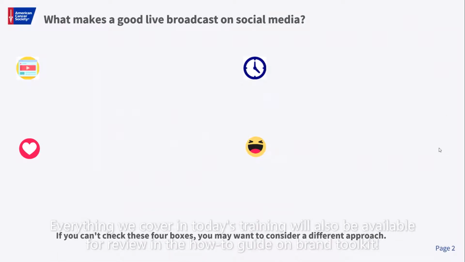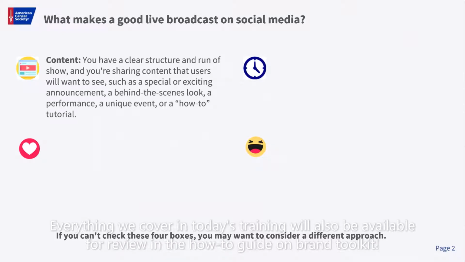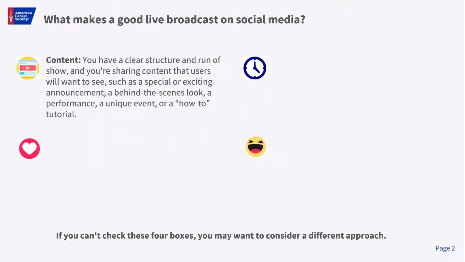Let's start out by talking about what makes a good live broadcast on social media. There are 4 key components. First is content. You want to make sure you have a clear structure and run of show, and that you're sharing content that users will want to see, such as a special or exciting announcement, a behind-the-scenes look, a performance, a unique event, or a how-to tutorial.